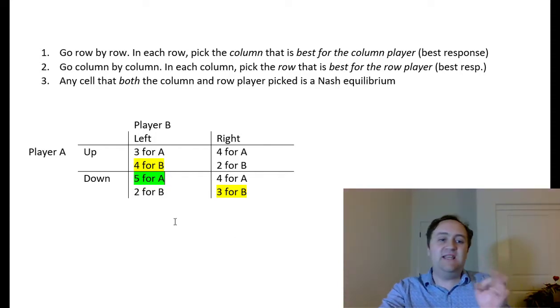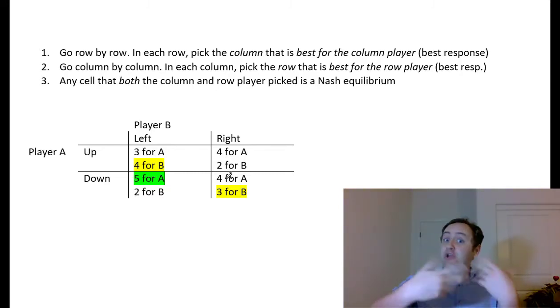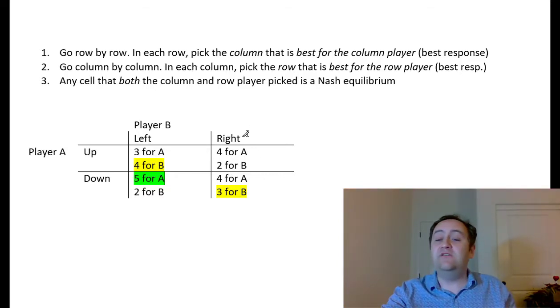Next, we can say, okay, let's say that we knew for a fact that player B was going to go right. Well, player A could go up and get 4, or down and get 4. Oh, now it's a tie. There can be more than one best response. So if there's a tie, either of these would give A the best payout. So we can highlight both of these. So if player B goes right, then player A would be equally happy going up or down.